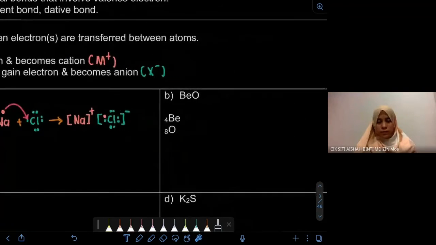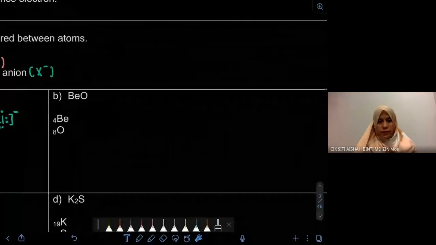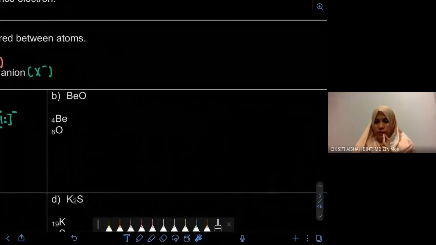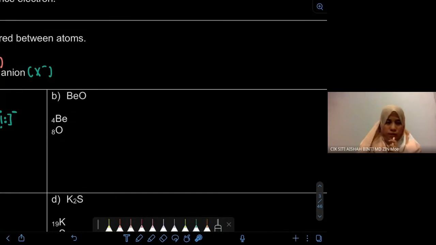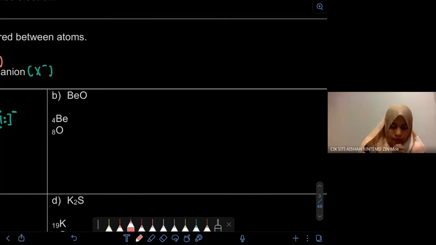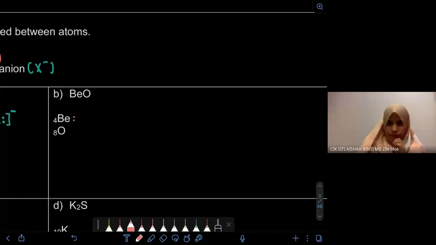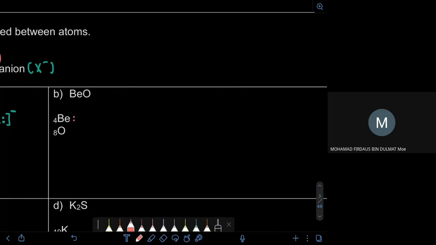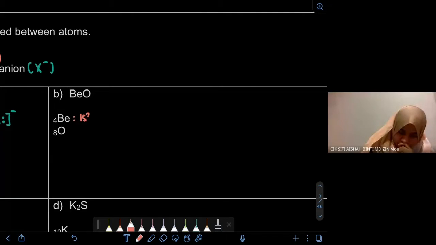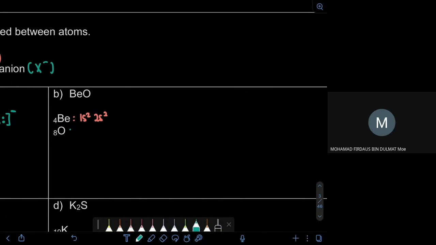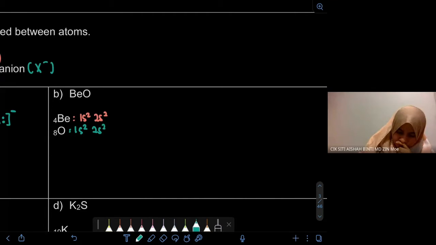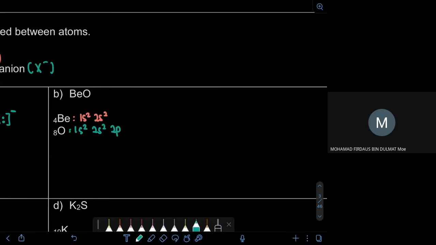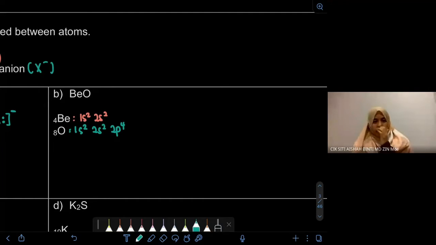Okay, beryllium oxide. Okay, so dekat sini Miss nak tanya, Miss tanya Daus lah. Daus apa dia punya electronic configuration untuk beryllium ni? Proton dah ada kan? 1s2 2s2. Okay, oksigen pula? 1s2 2s2 2p4. Okay, thank you.